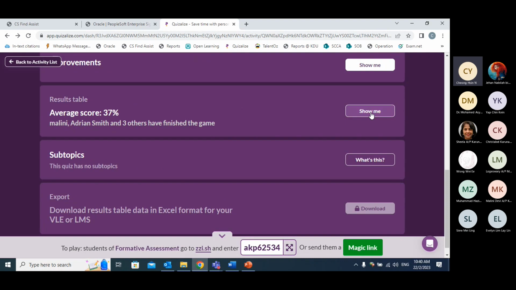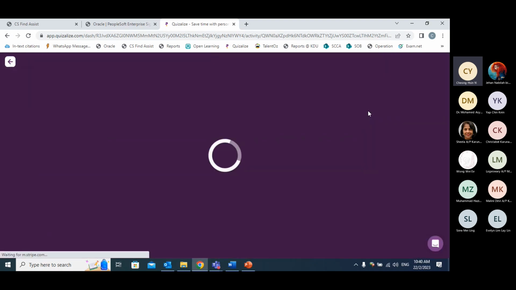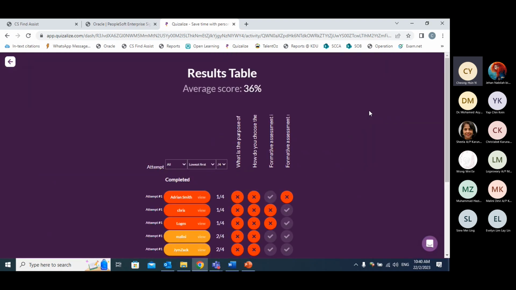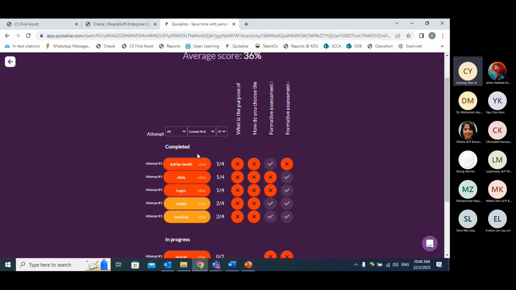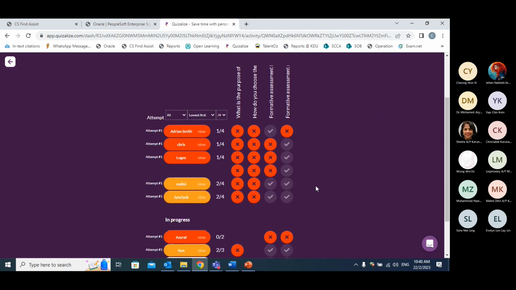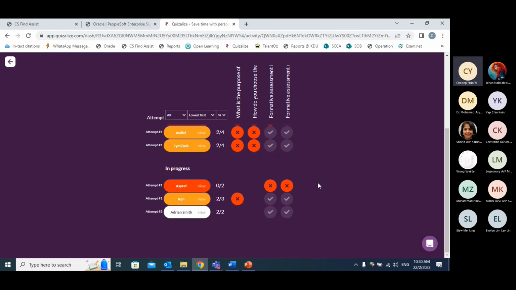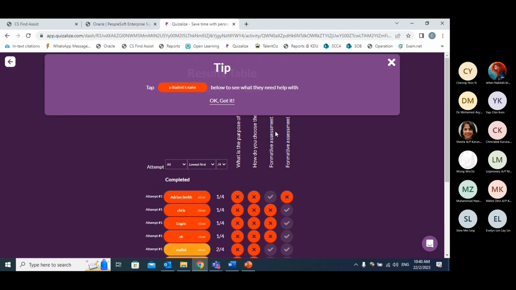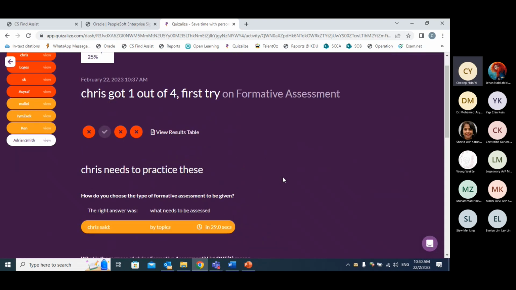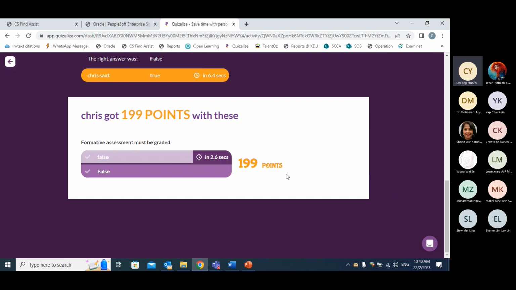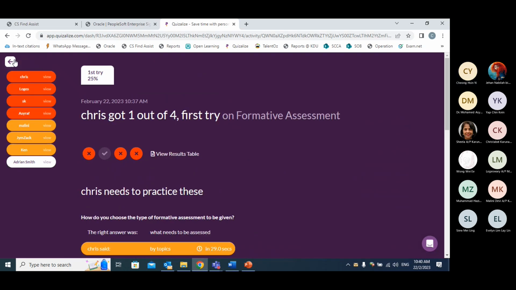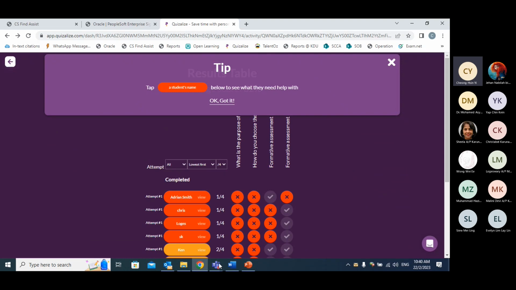Then after that, you can have your results table, and if you have any subtopics or whatnot, you can actually download it also in a sense. So this would be the results. Something like this. So these ones haven't submitted yet. Tap on the student's name, then we can actually see individual students' answers also. So this is how you actually use Quizalize.